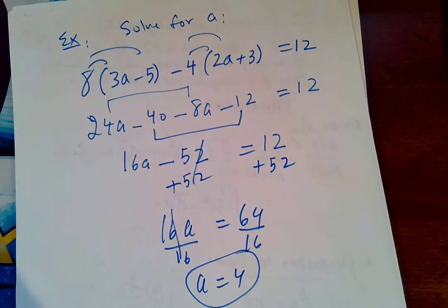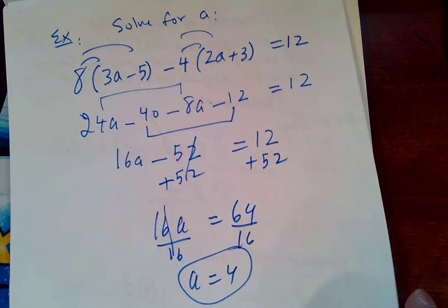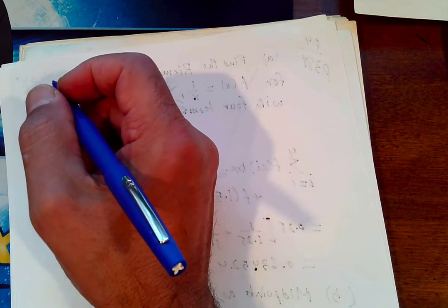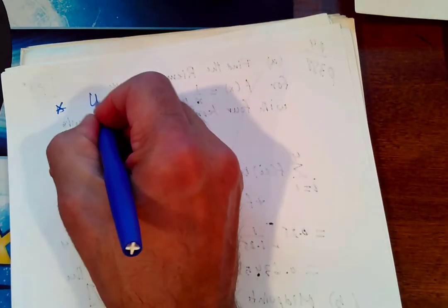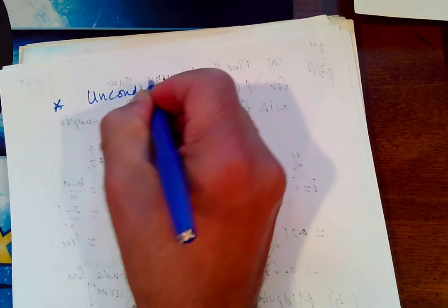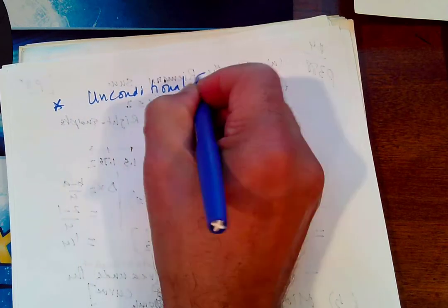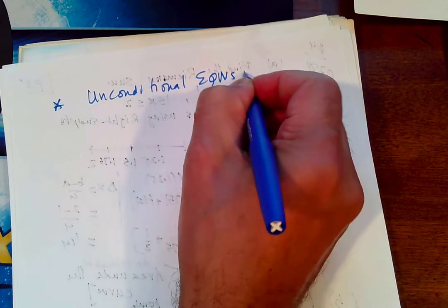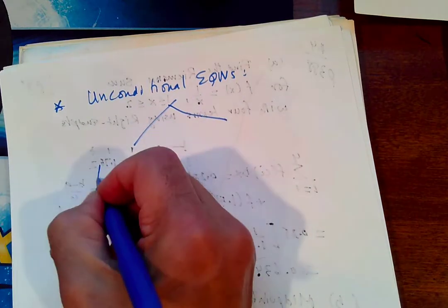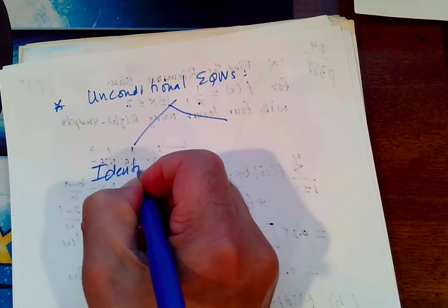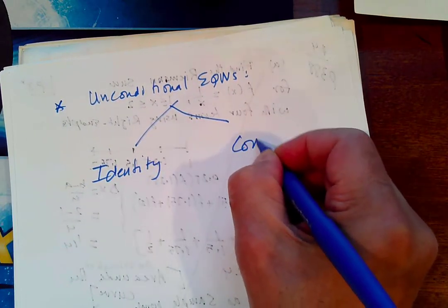Now, all the equations that we've been solving so far are called conditional equations. Conditional in the sense that they're true for a specific value of the variable. The next type is unconditional equations. When we say unconditional, they could mean to be an identity or a contradiction.